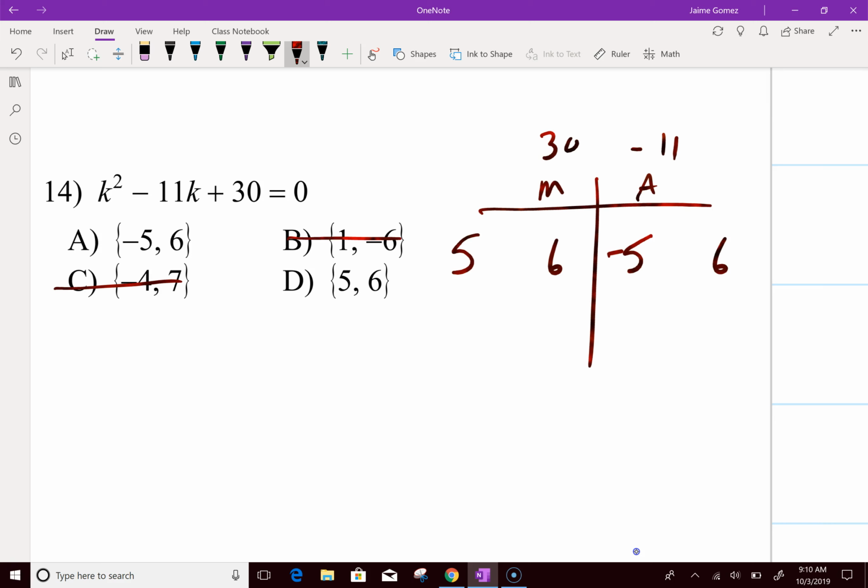I need negative 11. So both of these are negative. Negative 5 plus negative 6 is negative 11. Negative 5 times negative 6 is positive 30. Again, these are factors.